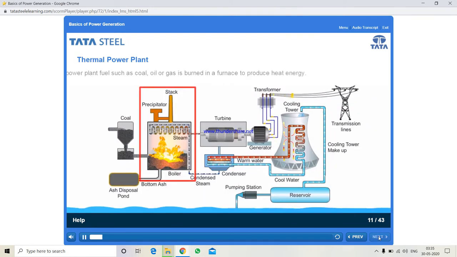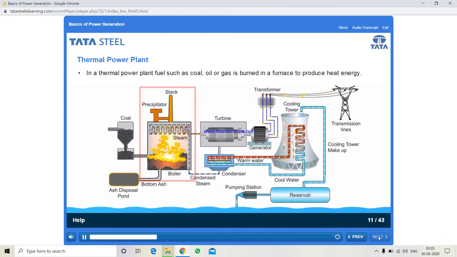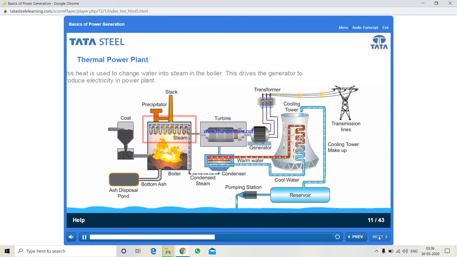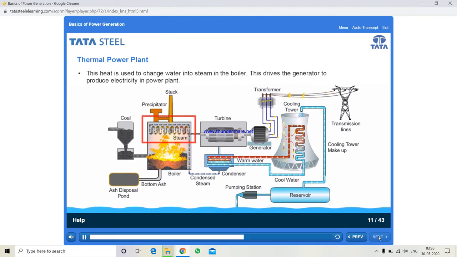In a thermal power plant, fuel such as coal, oil or gas is burned in a furnace to produce heat energy. This heat is used to change water into steam in the boiler. This drives the generator to produce electricity in the power plant.